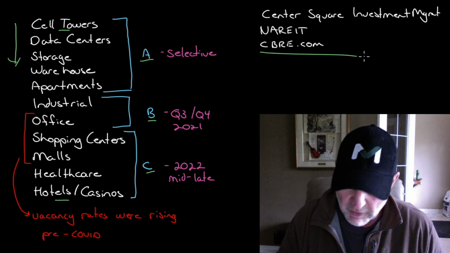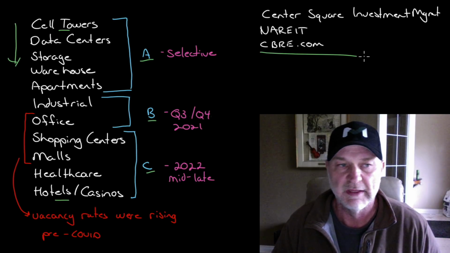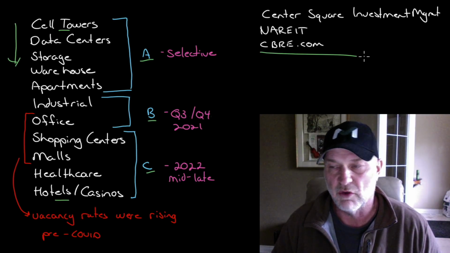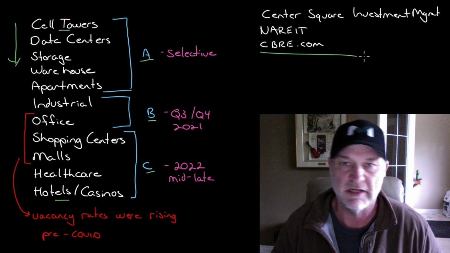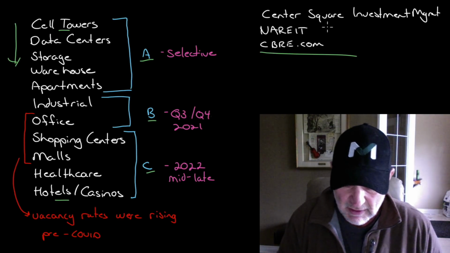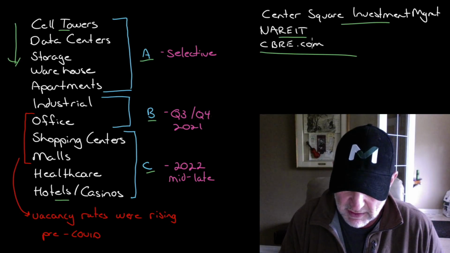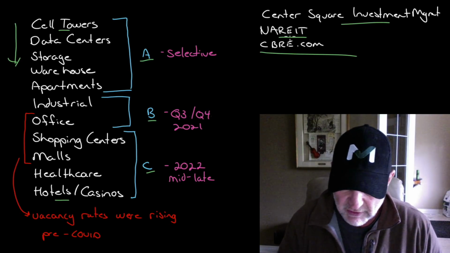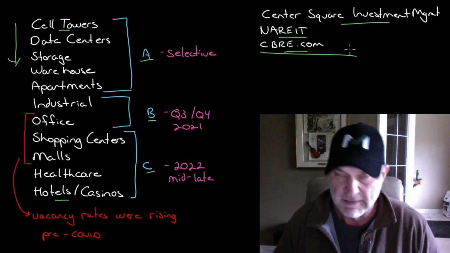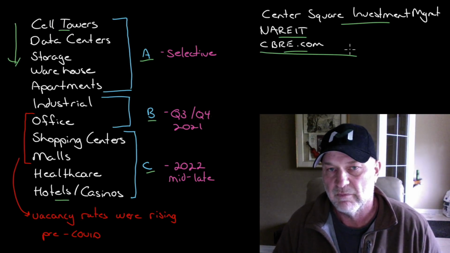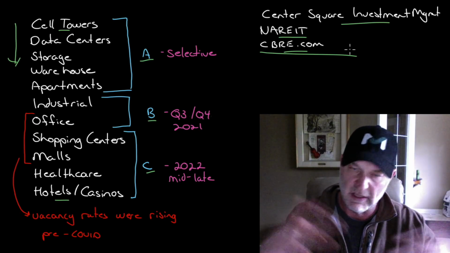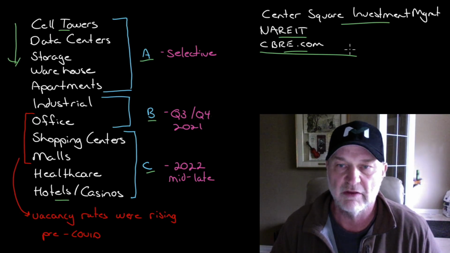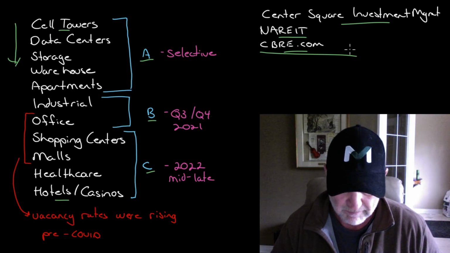This over here, by the way, is if you're looking for more information on REITs or the state of the commercial real estate industry, some small studies or good data: Center Square Investment Management, NAREIT, National Association of Real Estate Investment Trusts.com, and CBRE.com. They all have subscription sides, but they have free sides, and you get what you get on the free side. There's still some good information there.